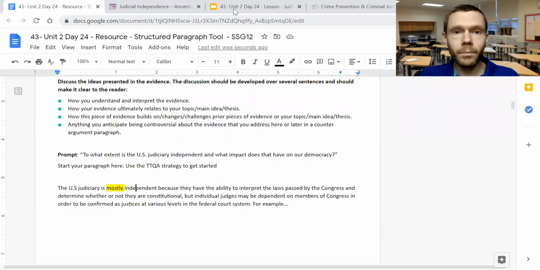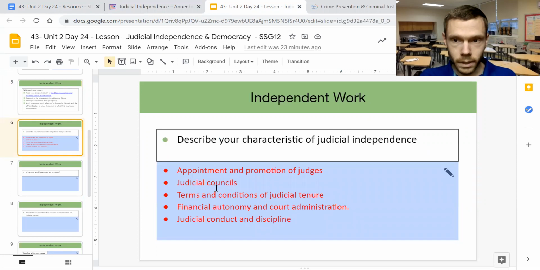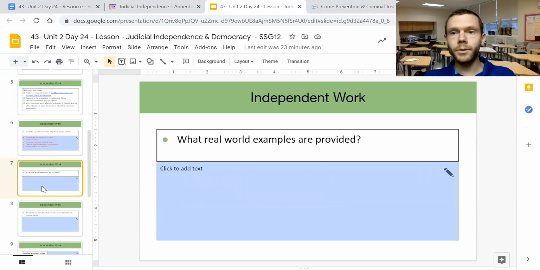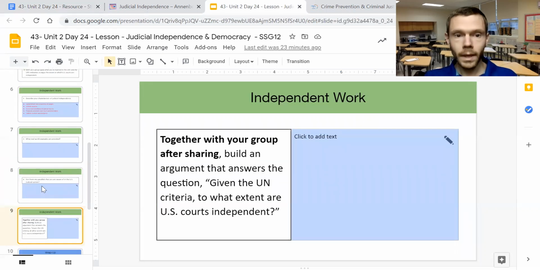So going back briefly to the PowerPoint and the reading for the lesson, you'll read your assigned section of the main factors aimed at securing judicial independence around the world. And you'll think about your characteristic, again, most likely one of the five, perhaps two of the five. You'll consider real-world examples of that characteristic and how it's been applied. Consider any parallels that you may be aware of in the U.S. judicial system.